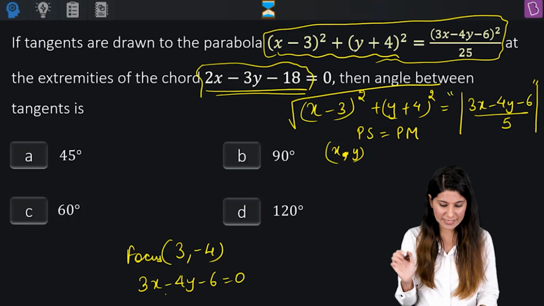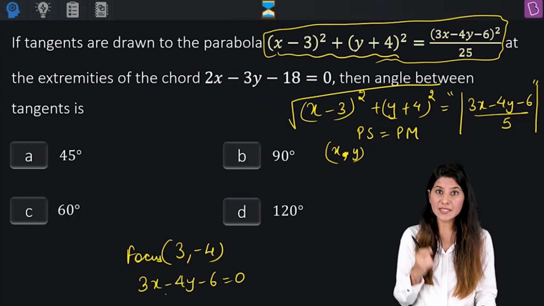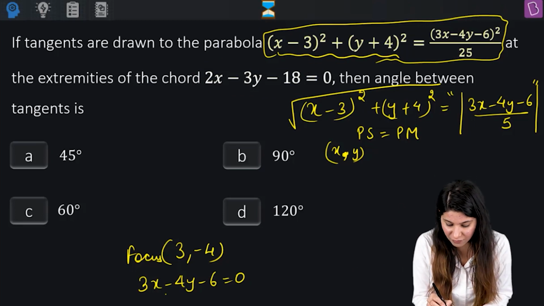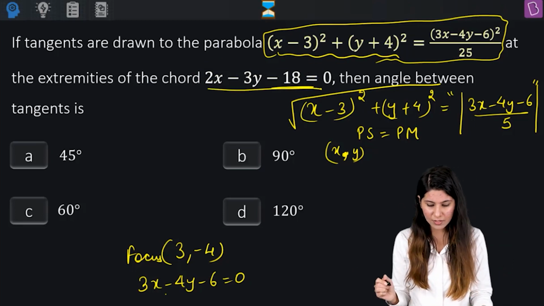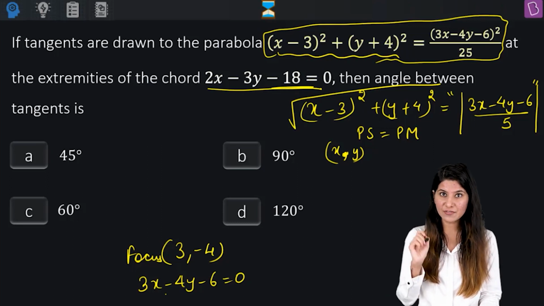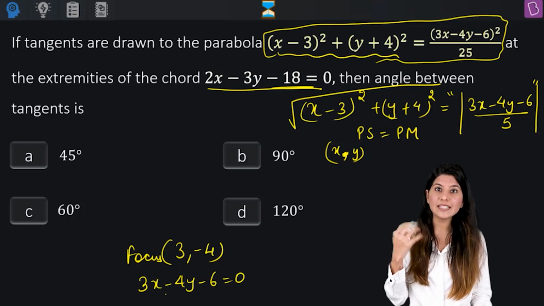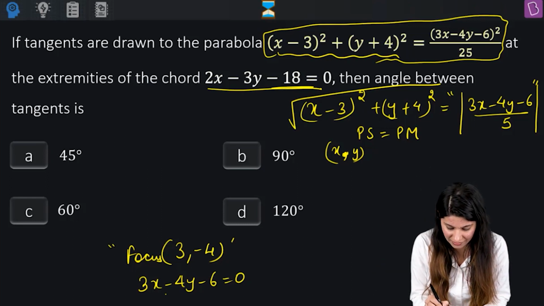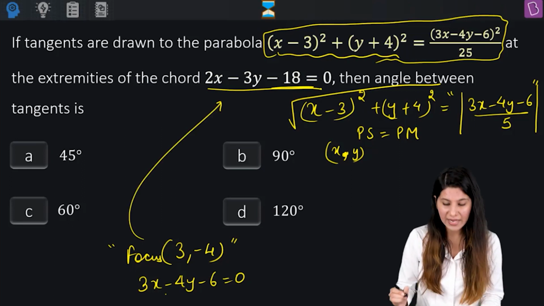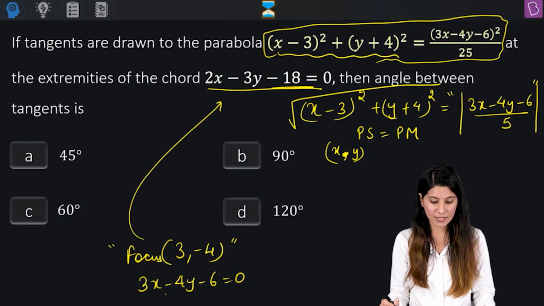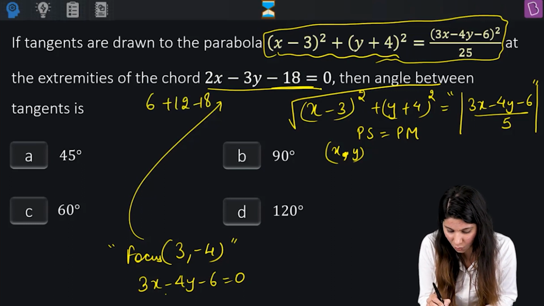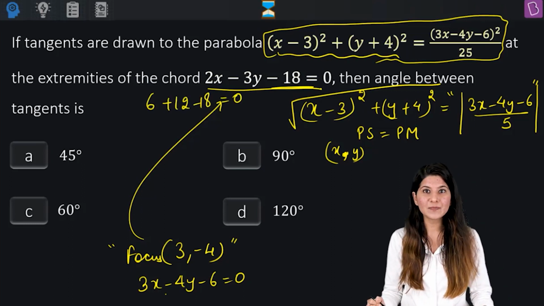That is automatically solved. Now, as per the concept which we have recalled just now, any focal chord, but this is not stated to be a focal chord. Nobody has given us that this is a focal chord. So for that, we need to figure out whether it is a focal chord or any normal chord. The point (3, minus 4) is the focus. We need to check whether this point satisfies the chord's equation. If I do that, what do I get? 18 plus 12 minus 18... so this is a focal chord.